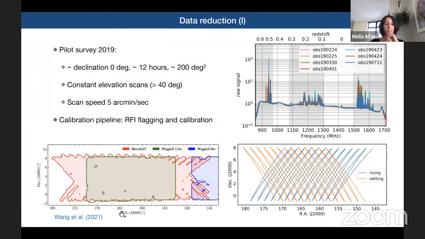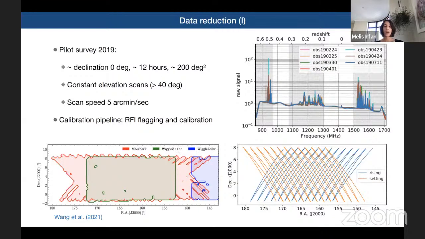So the pilot survey, which you can see down there at the bottom, the area that we're looking at actually overlaps with the WiggleZ 11 hour field to allow for cross correlations. And you can see the scanning strategy that we're using there on the right. So we're doing raster scans, we're holding the telescope at a constant high elevation scanning.